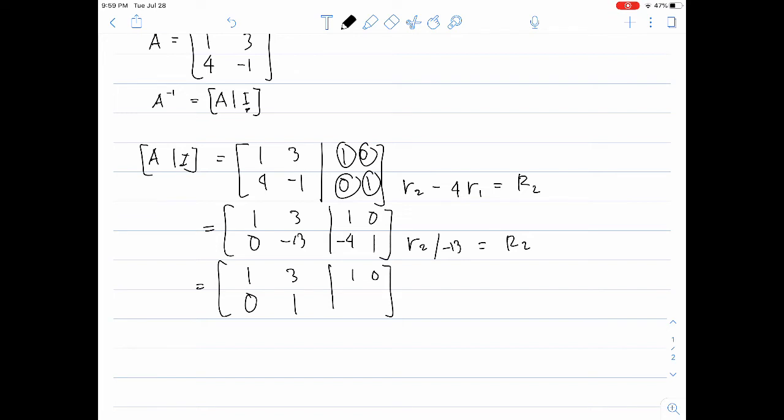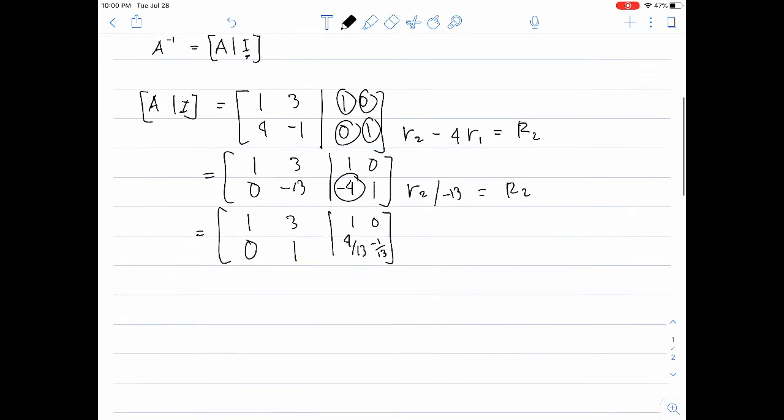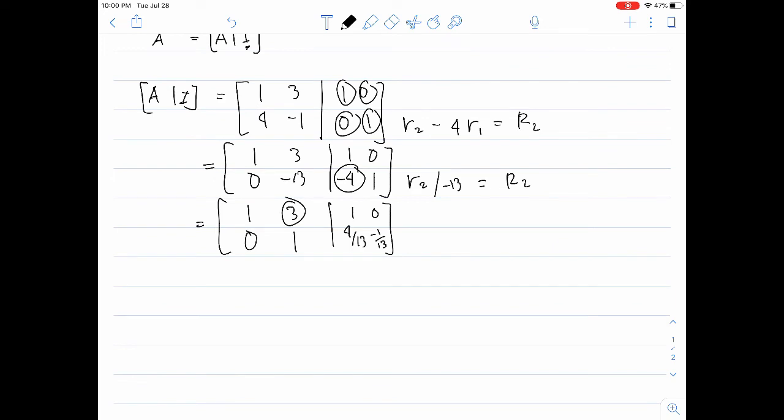Negative 4 divided by negative 13 is 4 over 13. Then, 1 divided by negative 13 is negative 1 over 13. Okay? So next, dapat mahimong 0 ang gipaabot diri.